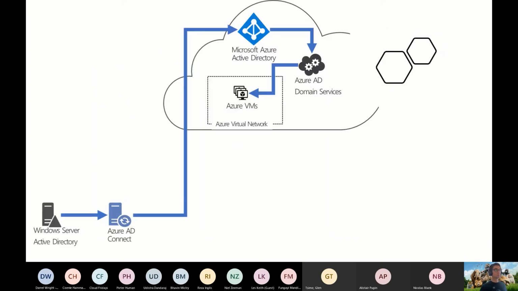So this is just an architectural diagram of how it would look. You have your Windows Active Directory server, Azure Active Directory Connect synchronizing objects to Microsoft Azure Active Directory, and then through the managed service syncing into your virtual network in Azure, so you have access to those identities.